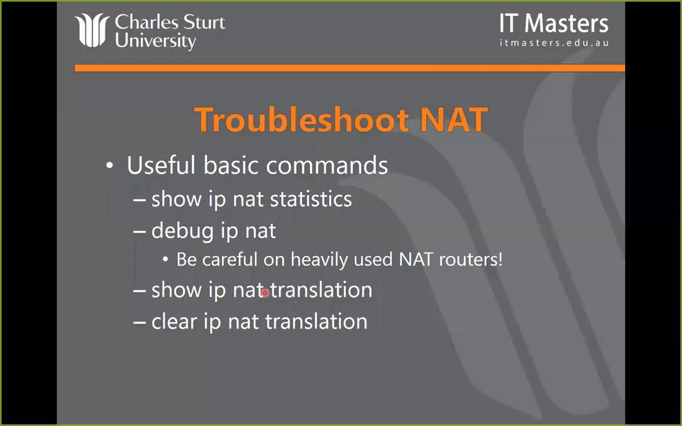And then there's show IP NAT translation to have a look at the status of the NAT table, so to see what translations are currently in effect. And clear IP NAT translation. That will clear all active translations out except for the static ones. So anything that's dynamic or overload will be cleared out and they'll have to rebuild. Static translations will be maintained, but their counters will be reset.